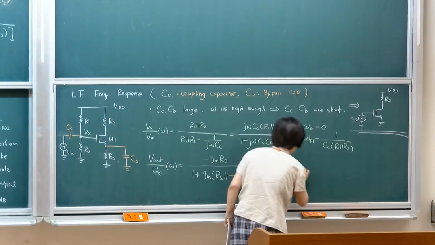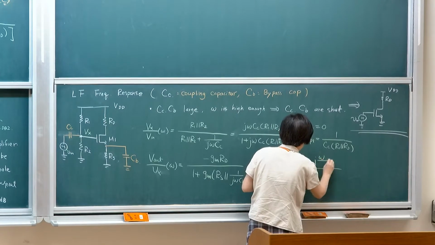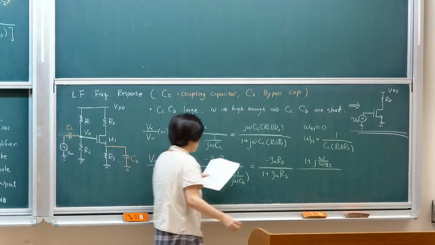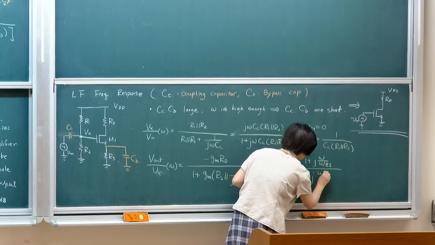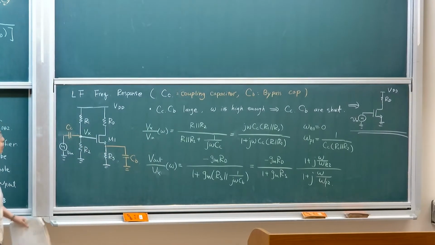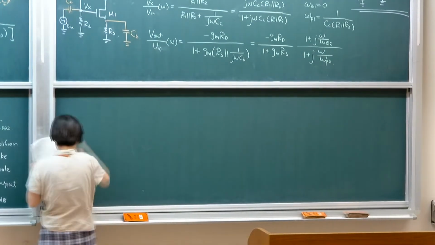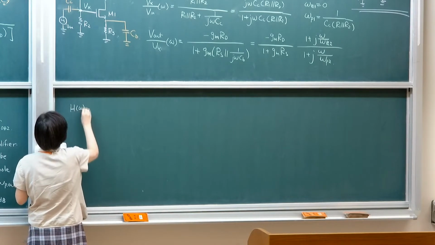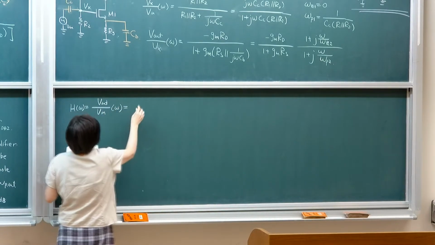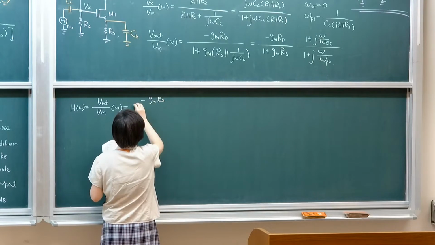And then there's a frequency component, 1 plus j omega over omega z2, and because we have two zeros in this circuit, omega p2. Okay? So the overall transfer function of the circuit, VL over Vin, should be minus gm over 1 plus gmRS. Let me get the DC term.